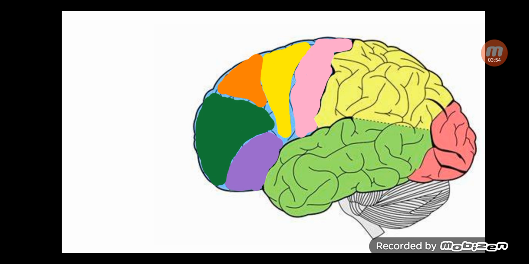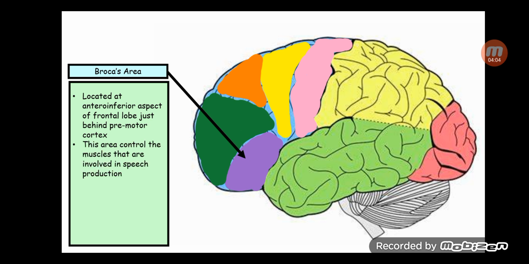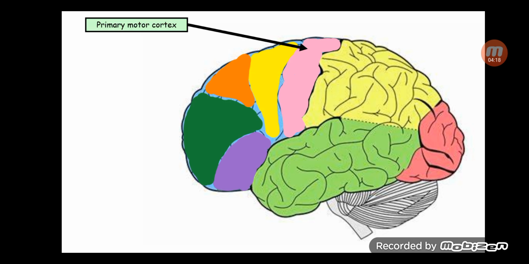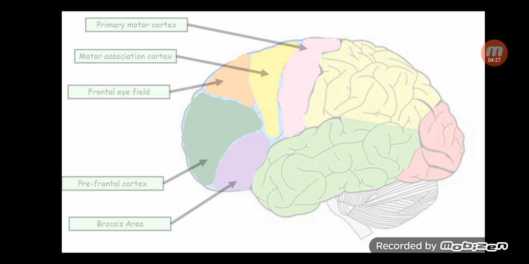The fifth area of frontal lobe of cerebral cortex is Broca's area, that is located in the anterior inferior aspect of frontal lobe just behind premotor cortex. This area controls the muscles that are involved in speech production. In right-handed people, left side is dominant, and in left-handed people, right side is dominant, as it controls the contralateral side of the body. So these were the five cortical areas in the frontal lobe of cerebrum: the primary motor cortex, motor association cortex, frontal eye field, prefrontal cortex, and Broca's area.